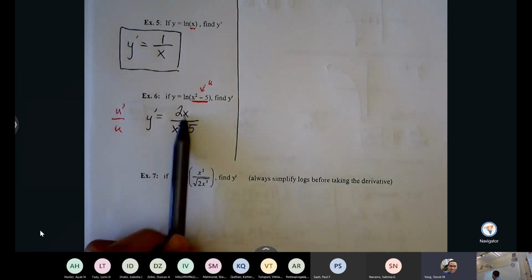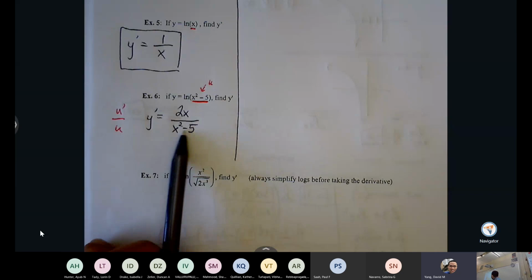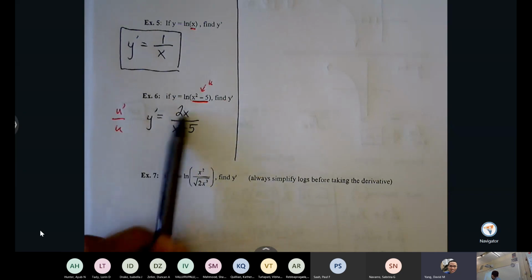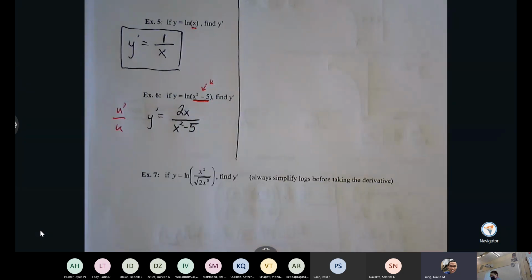All right, a couple of things I want to bring up. Make sure that we don't cancel the x's, right? There's a minus. If we cancel this out, we're changing the expression. Right? Can't cancel across addition or subtraction.